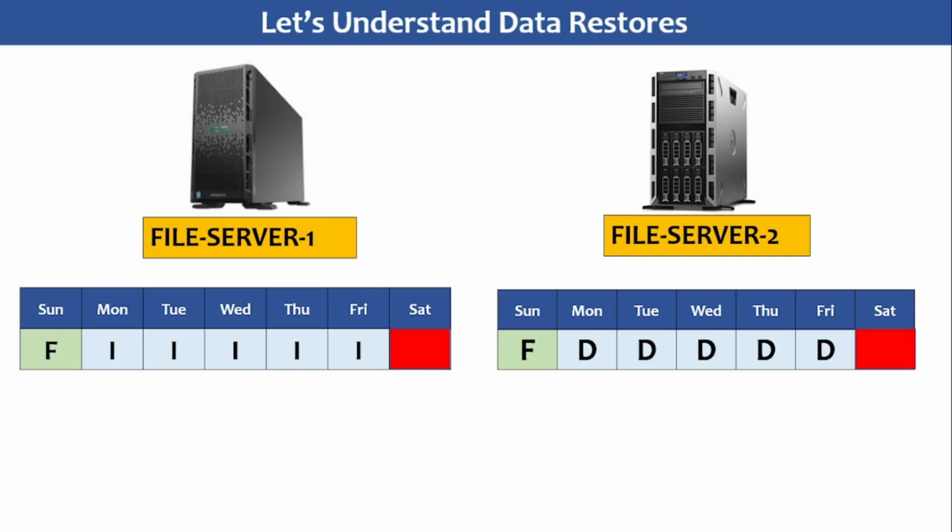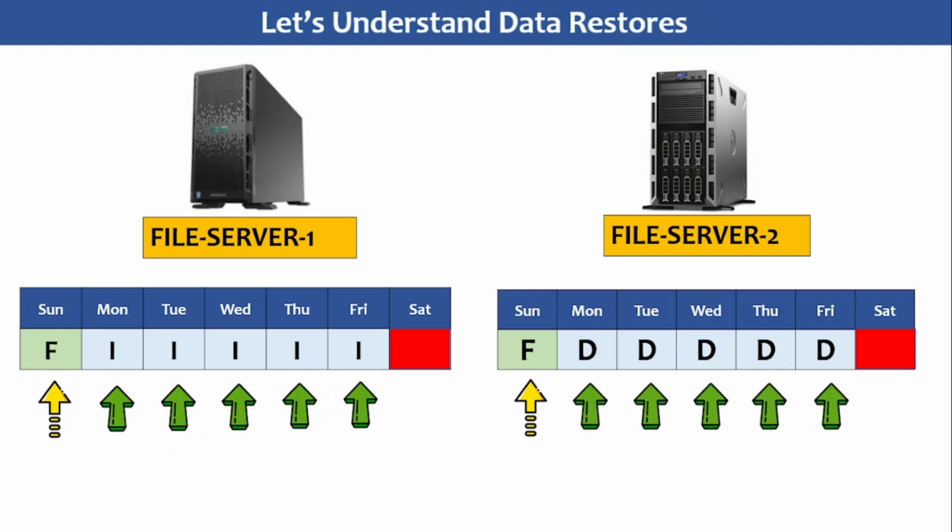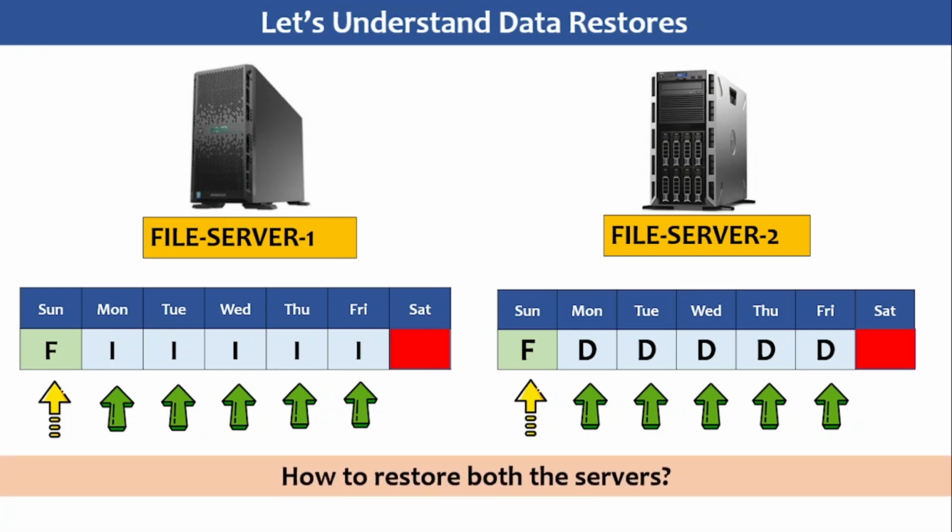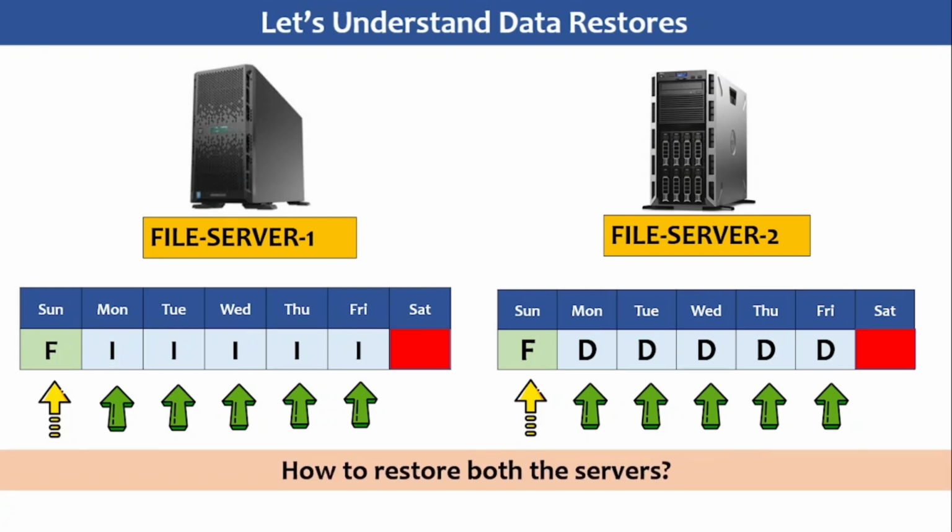Now for file server 1 we have one full backup and we have 5 incremental backup sets. Same thing over here. For file server 2 we have one full backup and we have 5 differential backup sets. So the question is how to restore both the servers. Server 1's backup strategy is full plus incremental. Server 2's backup strategy is full plus differential. So how to restore both the servers? So let's see one by one.